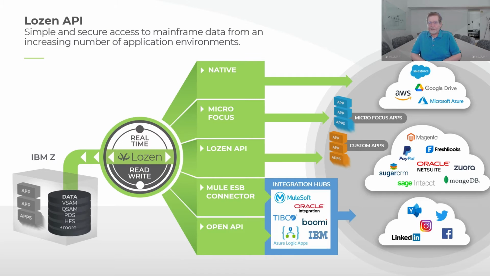So after Micro Focus, we also developed what we call the Lozen API, and really this is just a streamlined version of our native API. Someone that's developing, let's say, a C or C++ application, or maybe a big Java application that wants to read and write mainframe data could certainly do that through the native interface I described before. They would just have to know a lot about how you do a keyed search, and all the different types of functions that are available there.